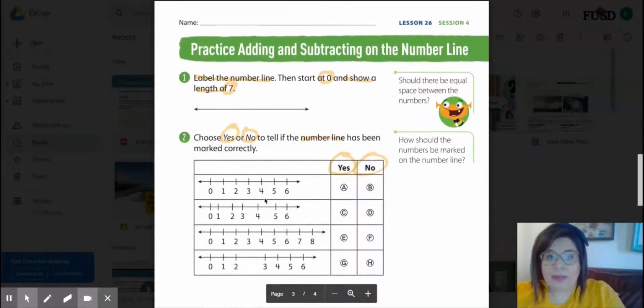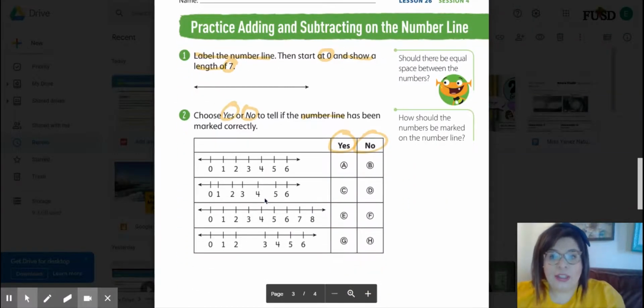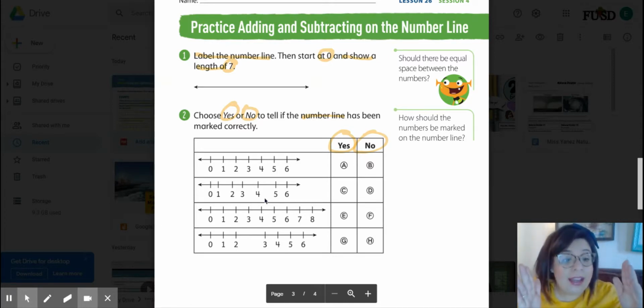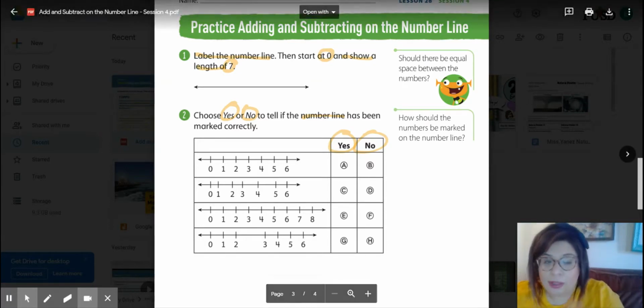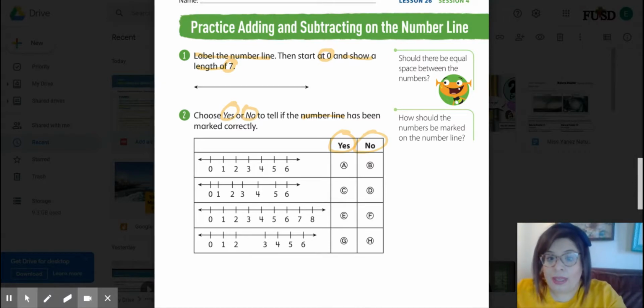And here is the last part of today's assignment. So practice adding and subtracting on a number line, my favorite. Number 1, label the number line, then start at 0 and show the length of 7. So you're going to start at 0 and you're going to evenly space out the numbers on the number line, and you're going to make it show the length of what number? I annotated right here for you, 7. So you're going to start at 0 because number lines start at 0 all the way to 7, and you're going to end on the right side with the number 7. So go ahead and do that.